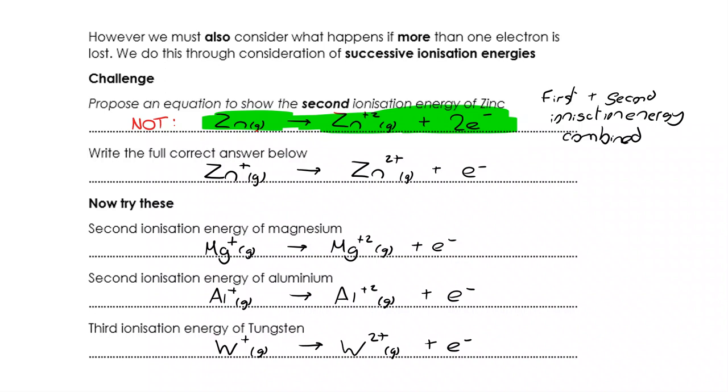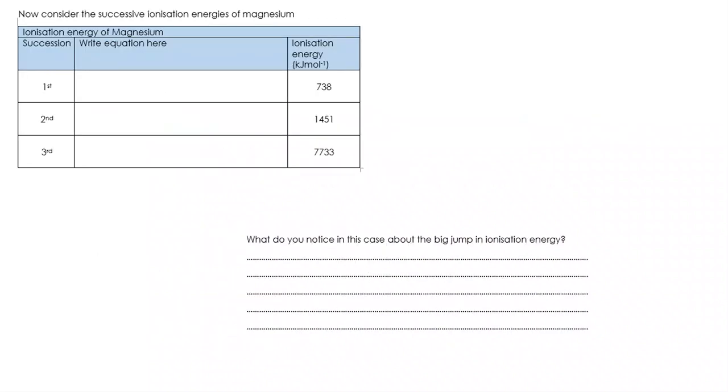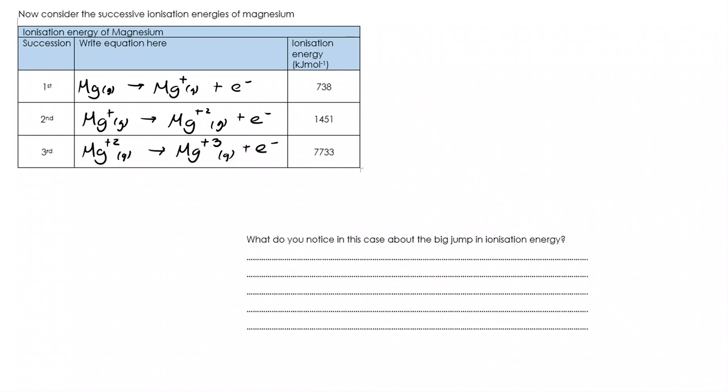But how are we actually going to address this within an exam? Well, let's take a look at magnesium. You've been provided with the first, second, and third ionization energy. So we can put the equations in. First takes us from Mg to Mg+, second, Mg+ to Mg2+, third, Mg2+ to Mg3+. What do we notice about where the big jump is?